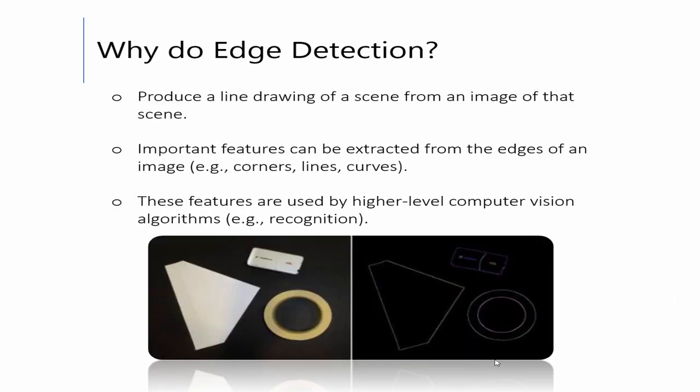So why do we do edge detection? Why is it important? Basically, we want to produce a line drawing of the scene from an image of that scene. Important features can be extracted from the edges of an image, such as the corners, lines, and curves. These features are used by high-level computer vision algorithms, such as computer recognition.